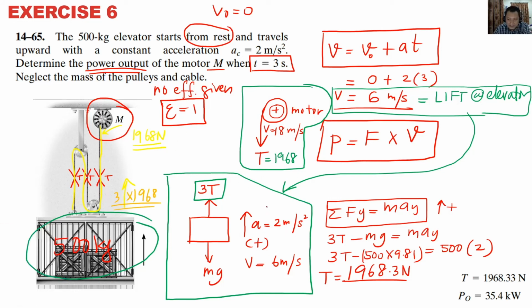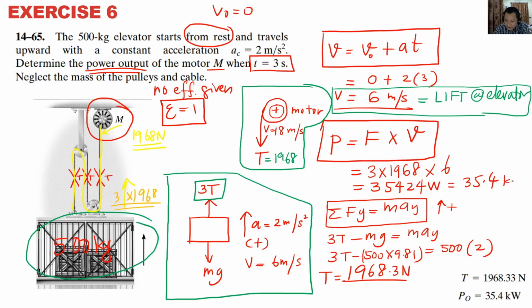So let's say I want to do it at the bottom. Power is equal to force times velocity. This one would be equal to 3 times 1968 times the velocity, which is 6. Berapa jawapan? Times 18. 35424 watt. Berapa? 35.4 kW. This is the power.